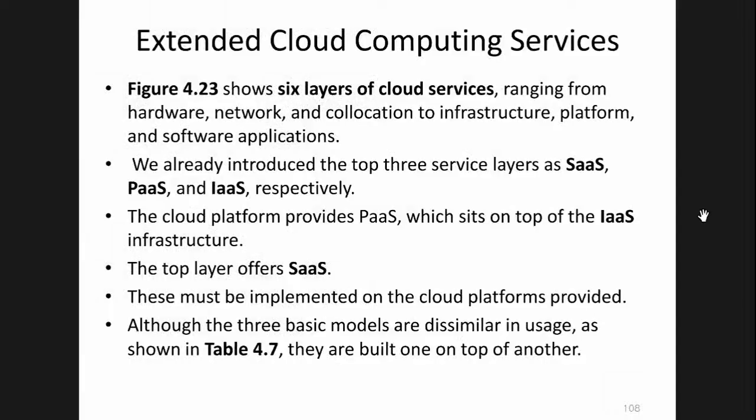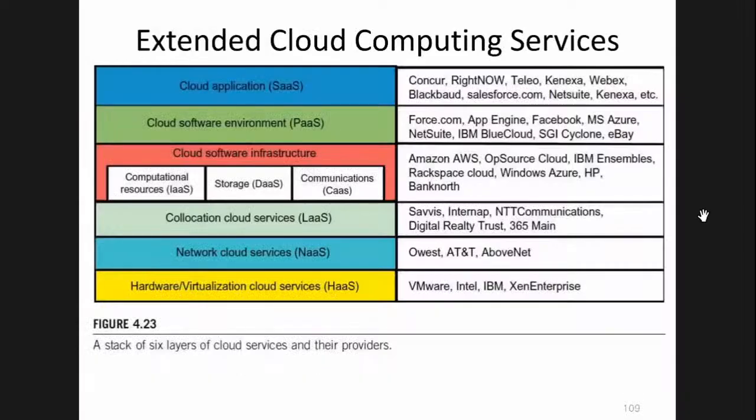And a few extendable cloud computing services are also mentioned as a part of Windows Azure. Apart from the 3 layers, infrastructure as a service, platform as a service, and software as a service, a few other things like co-location cloud services, location as a service, network as a service is one more service offered here, and also hardware as a service, hardware or virtualization services, are also offered as a part of the extendability services offered here.